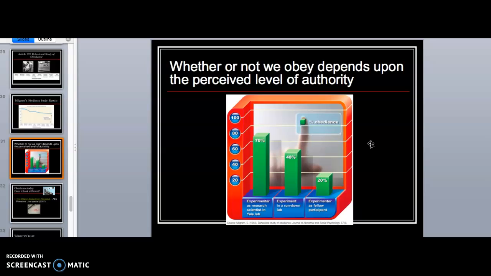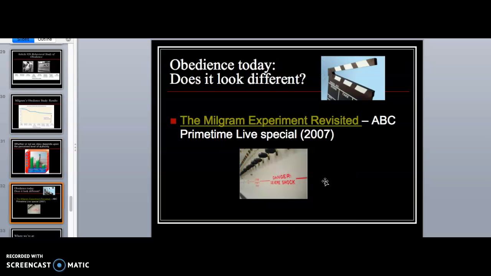The study has different results when it's done in a rundown experimental lab and when the person giving the orders is just another fellow participant rather than a perceived authority figure. We see it go down all the way to 20%. So the original Milgram findings were somewhere around 70% obedience. They went down if the setting wasn't as reputable, and then if the person wasn't an authority figure, they went way down. So I want you guys to watch the revised Milgram experiment done by Jerry Berger in 2007.